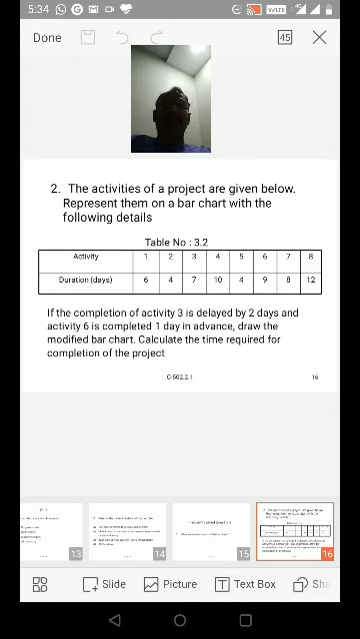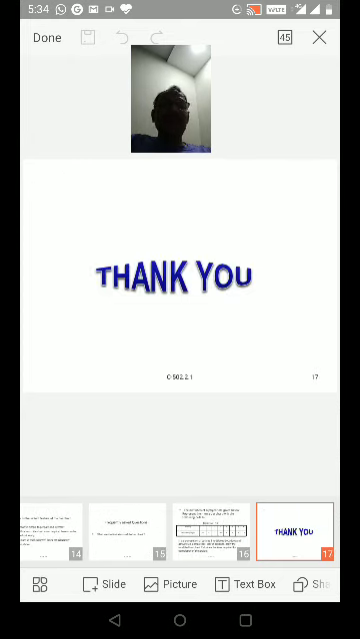What is the time of completion of the project, by modifying with activity 3 delayed by 2 days and activity 6 completed 1 day in advance, using the above table? This is also a very important question.